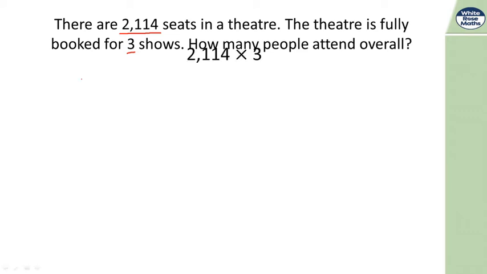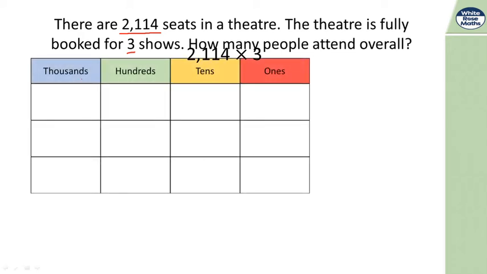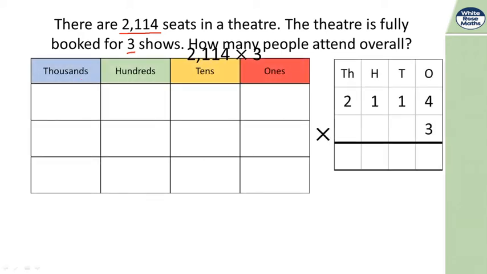So we need to do 2,114 multiplied by 3. We're going to look at that in two different ways. We've got our place value columns, which we're going to use our place value counters for, and then we have our short multiplication method. We're just going to look at these alongside each other once again.